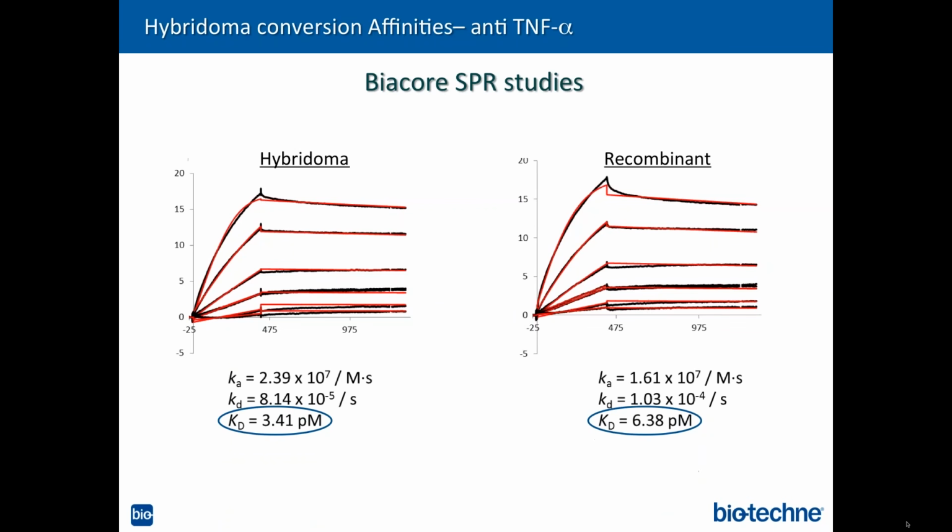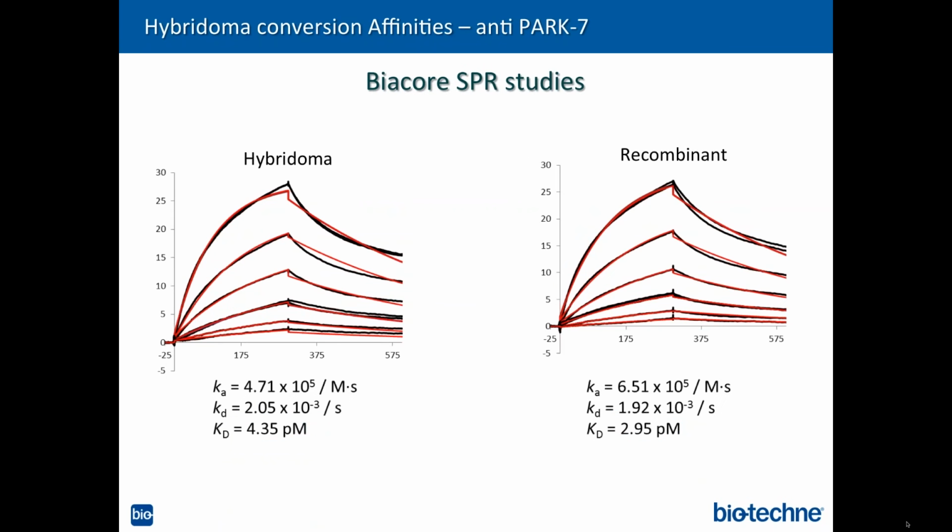Another example is our PARC7. Again, the KDs are staying in the same ballpark. One has a 3 picomolar for the recombinant. The hybridoma is at about 4, 4.5. They have about the same on and off rates. So there's no intrinsic change going from a hybridoma-derived antibody to our recombinant-derived antibody, except that now we have the sequence in-house and we have no shift in that particular product.